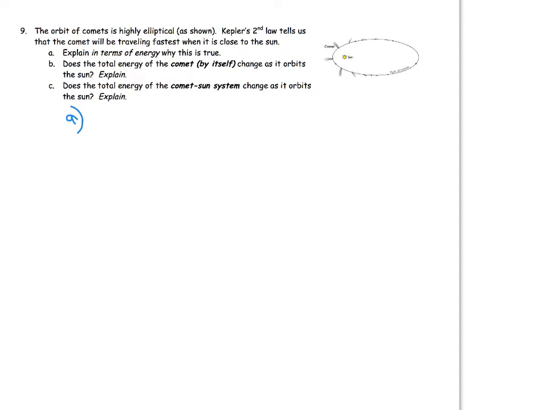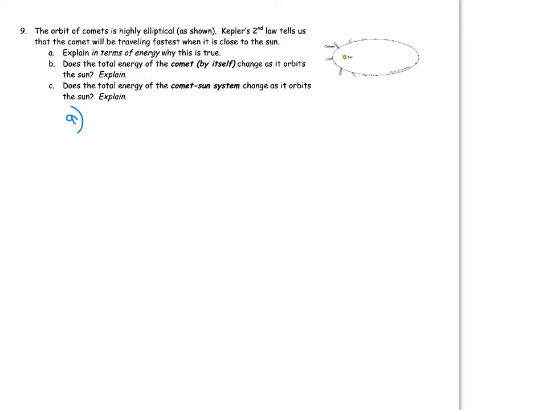For this next one, we're going to consider the motion of a comet as it orbits the sun, which we see as highly elliptical. And as we learned before, Kepler's second law tells us that it's traveling fastest here when it's closest to the sun, and slowest here when it's furthest away from the sun. We want to explain why this is true in terms of energy.